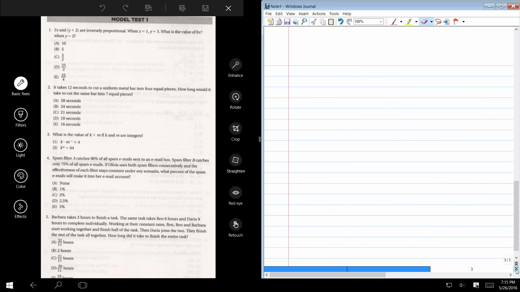Number 4. Go ahead and read that. Okay, so this is basically a compounded percentage problem. Correct.